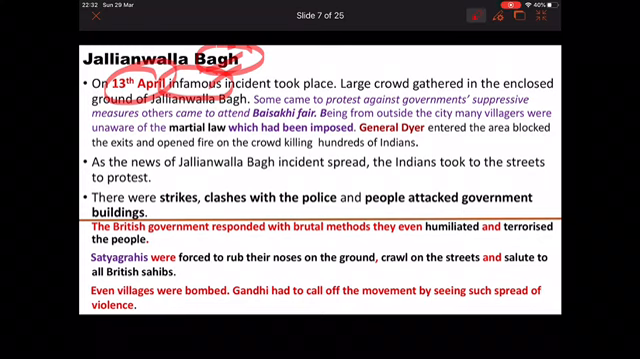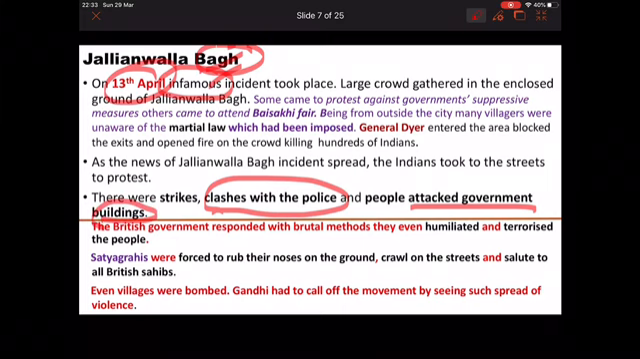Indians got furious with this British brutality. They took to the streets to protest. This time, Gandhi's Satyagraha concept could not take place. Again, there were strikes, there were clashes with police, and people again attacked the government buildings. When I say people attacked the government buildings, people attacked the banks, the post offices, the railway stations. And how did the British government respond?